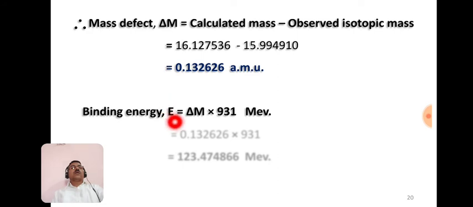E, or binding energy, is equal to mass defect into 931. So the value of mass defect is 0.132626 into 931, and that is equal to 123.474866 MeV. So this is the binding energy of the given nucleon.